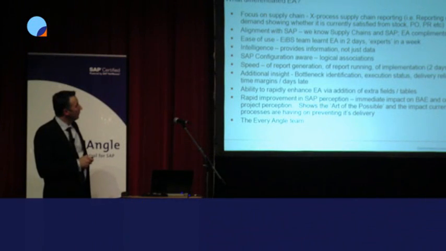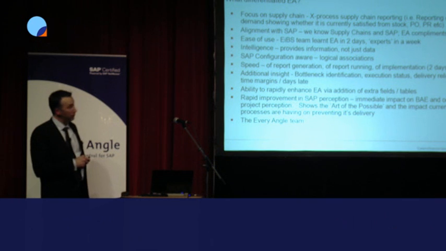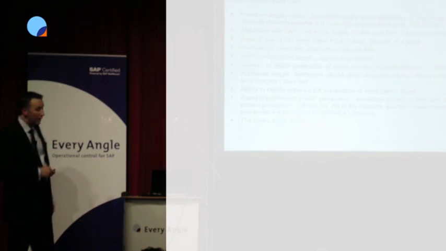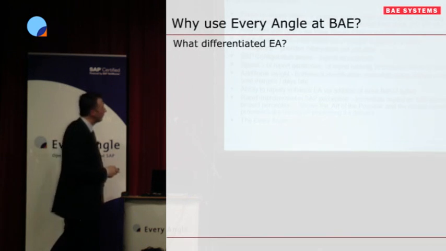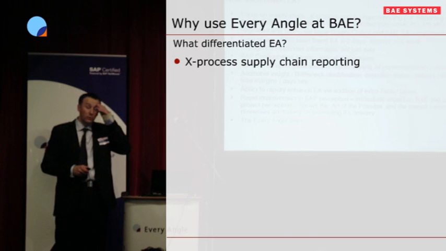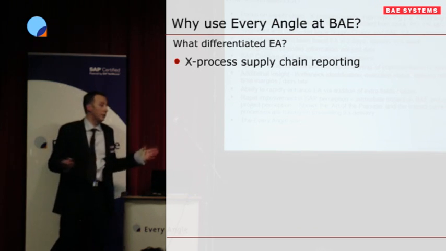So why does Every Angle become important? Well, because obviously its main focus initially is on supply chain. And what it understands, and this is the key between Every Angle and a lot of the competition, is the cross-process supply chain elements. So it's no good just looking at stocks, sales orders, or purchase orders, because I can do that in SAP.